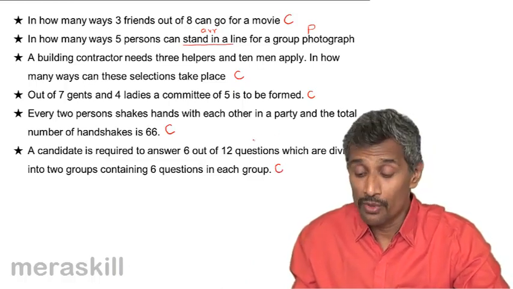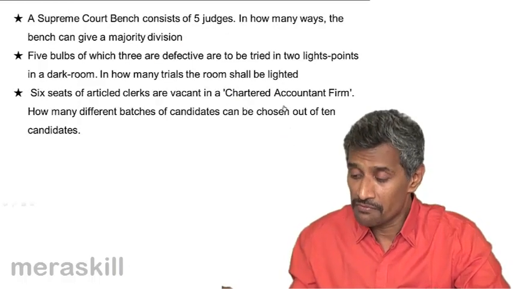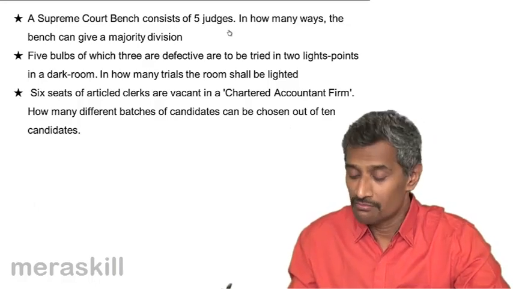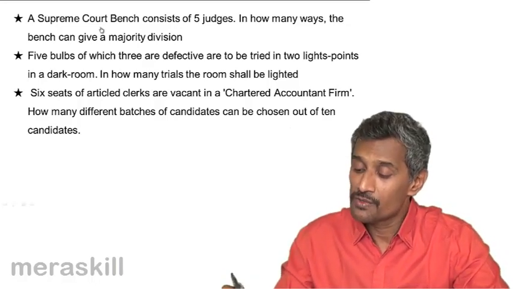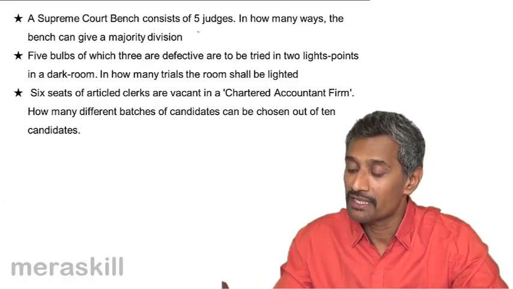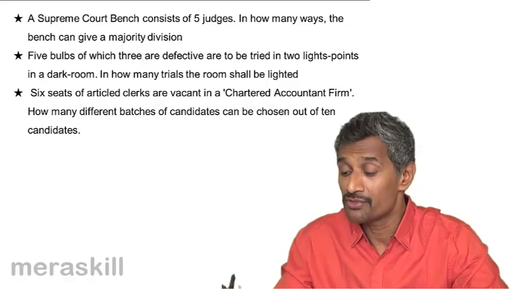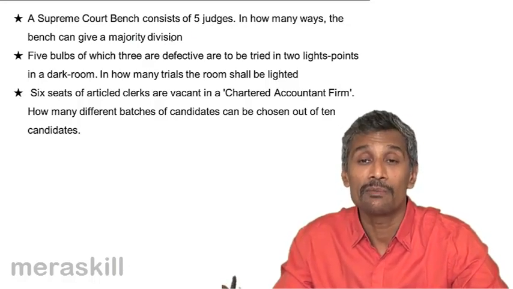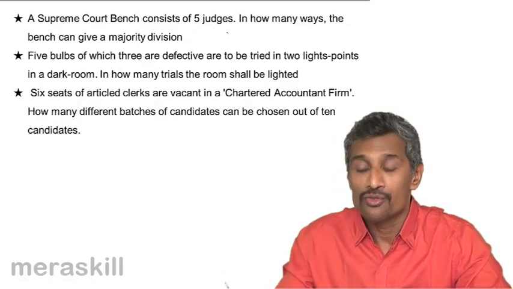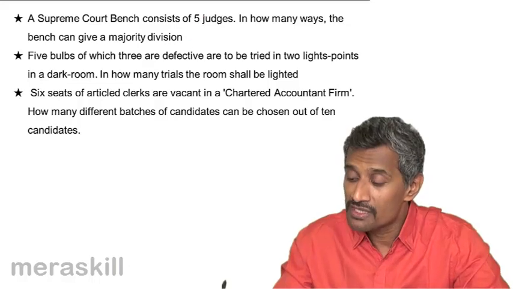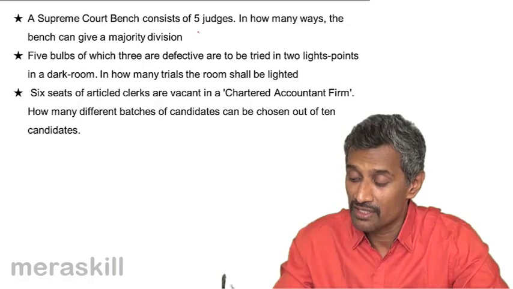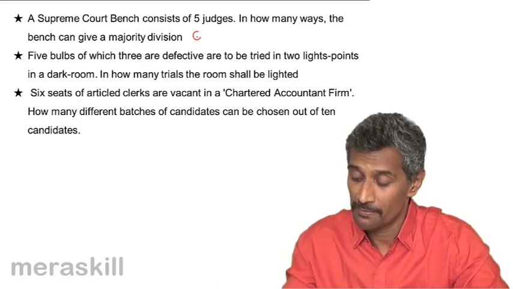So these were a few examples. Let's see a few more. Just to brush up, we have a case of a Supreme Court bench consisting of 5 judges. In how many ways can the bench give a majority decision? So it eventually decides who are the people who will be in favor of the decision and how many of them are not in favor. So here again, the order is not important. You have to select 3 or more, however many judges out of these 5. So it is a selection case, so it's definitely a case of combination.